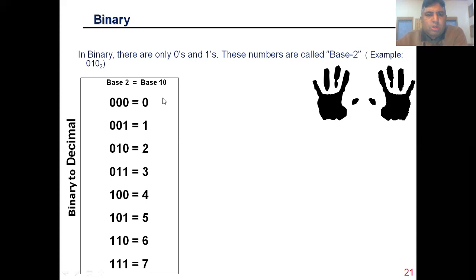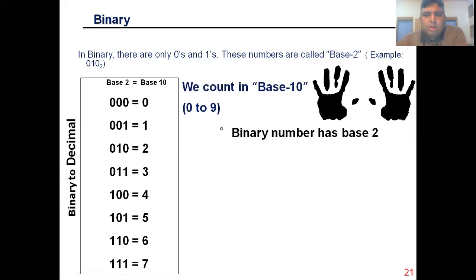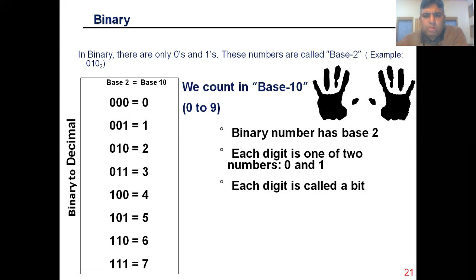So this is the comparison, or we can say equivalence, of base 2 and base 10. 7 in decimal can be represented by 111 in base 2. We count in base 10 from 0 to 9. Binary has base 2. Each digit is one of two numbers, 0 or 1. We already told you that binary has two values. Each digit is called a bit.